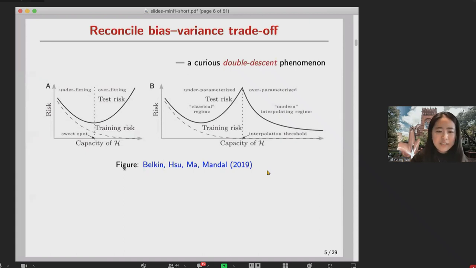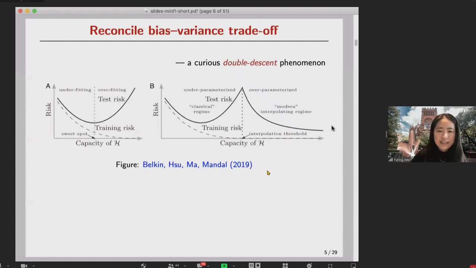More recently, it has been nicely summarized by Belkin and his co-authors as this double descent phenomenon. Before what they call the interpolation threshold, you still see this classical U-shaped generalization curve. But beyond this interpolation threshold, in what they call the modern interpolating regime, as you further increase the capacity, the test error or generalization error will further decrease.